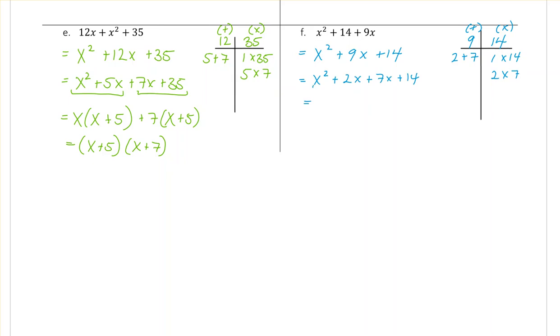We're going to pair our first two and our second two terms and factor out what's common. X is common to both our first terms, leaving us with x plus 2. 7 is common to both our second terms, leaving us with x plus 2 if you factor it out. What's in your brackets? X plus 2. What is left over? X plus 7. And therefore that would be our last example of today.